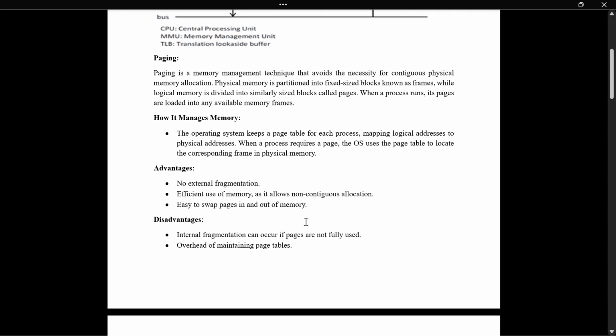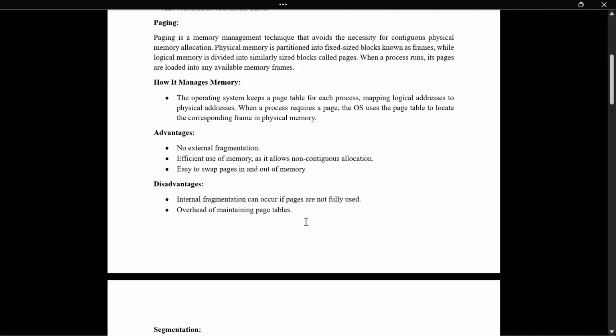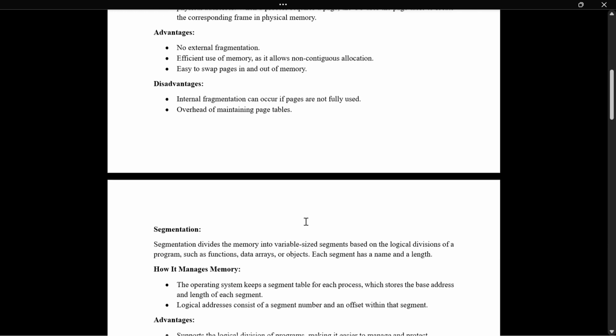the physical memory. Advantages: no external fragmentation, efficient use of memory, and it's easy to swap pages in and out of the memory. There are some disadvantages as well. Internal fragmentation can occur, and there is the overhead of maintaining the page table.